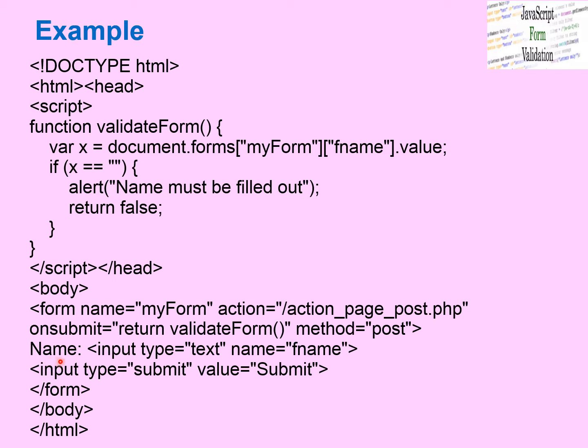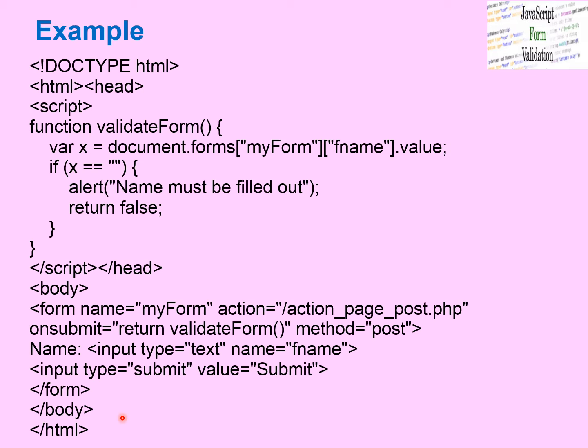So there is a label, Name, then input type is equal to text, name is equal to fname. So a text box is there, and the name of the text box is fname. Input type is equal to submit, value is equal to submit. A submit button is there, form is closed, body is closed and HTML is closed. Whenever this particular web page is loaded, we have a label Name with a text field for inputting the name. The name of that text box is fname and we have a submit button.